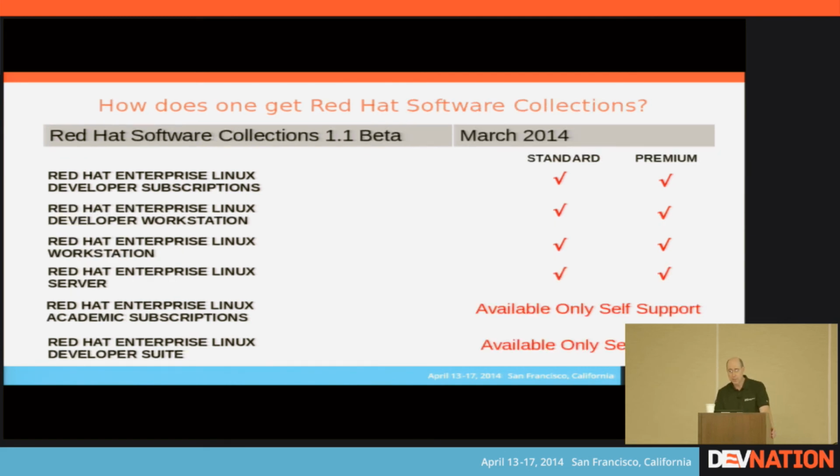Software collections comes with all the same subscriptions that the DTS does. It also comes with all supported RHEL server and workstation subscriptions. So these all have runtime. So if you're deploying either RHEL server or RHEL workstation in your organization, you have access to all the components in Red Hat software collections.